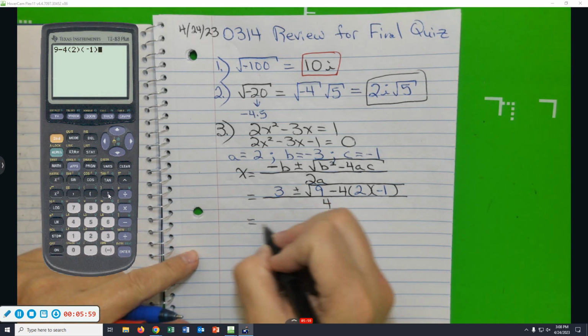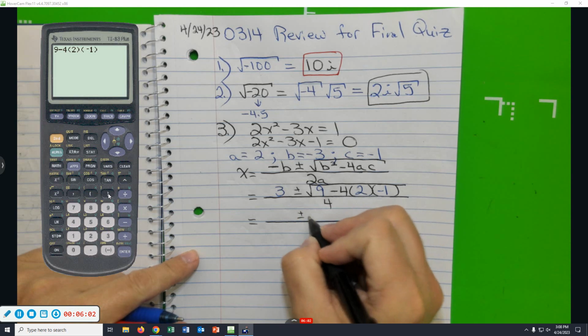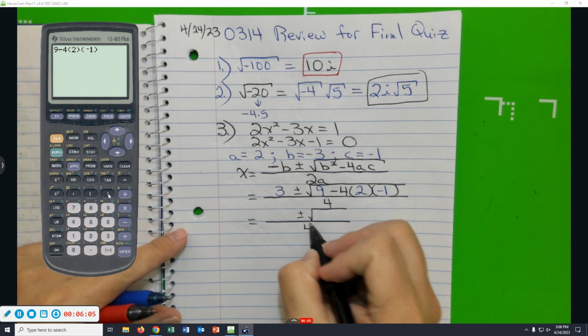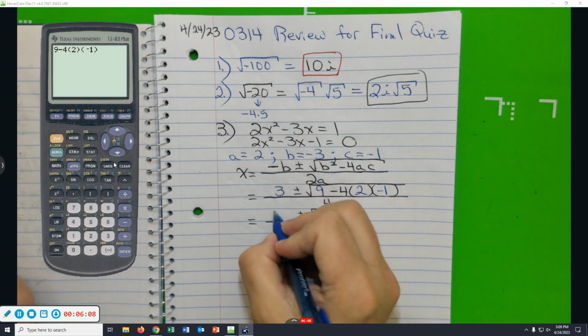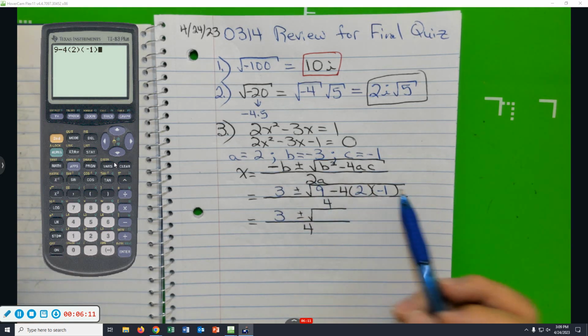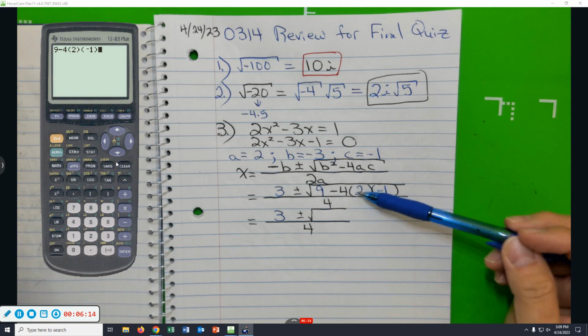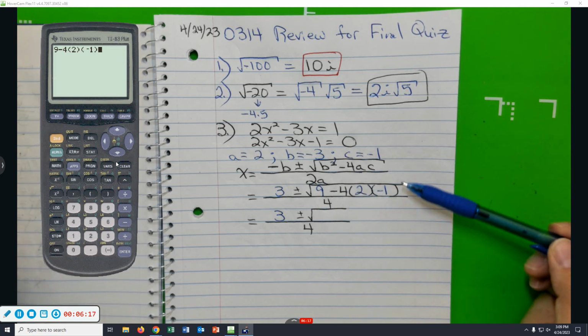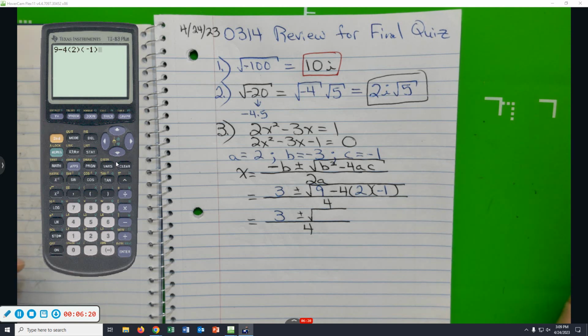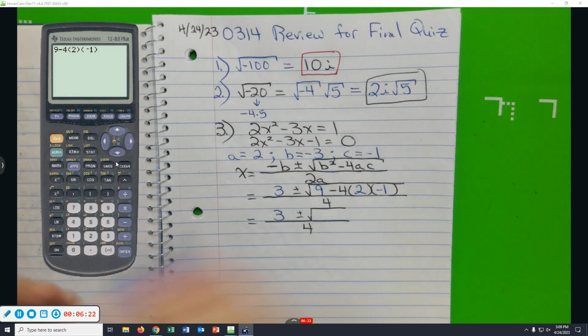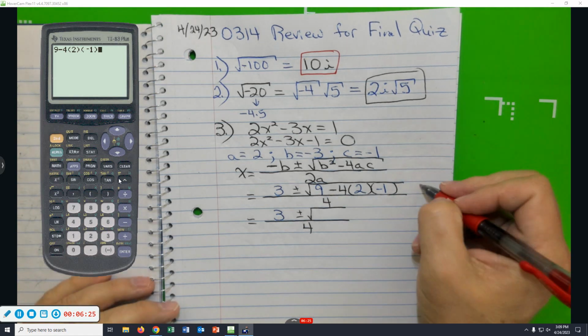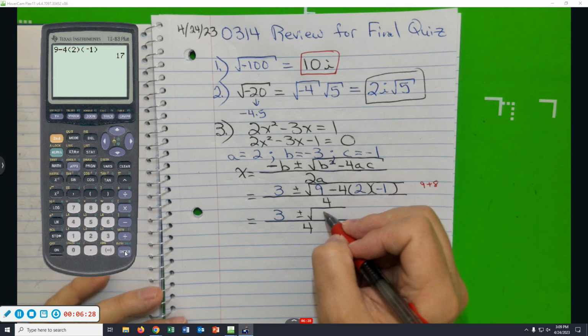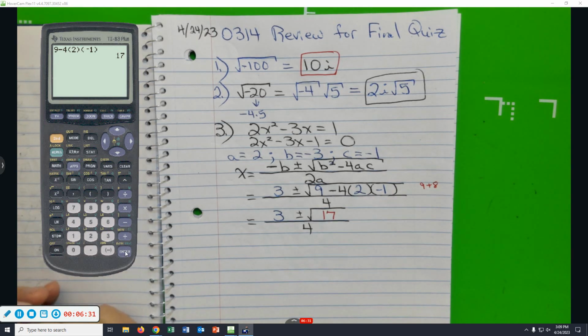So we have a 3. What have we got under this radical? Negative 4 times 2 is a negative 8, times a negative 1. That becomes positive. Here's what I'm thinking: that's 9 plus 8, 17. So we have a 17 under the square root. So it's 3 plus or minus the square root of 17, all over 4. I agree.